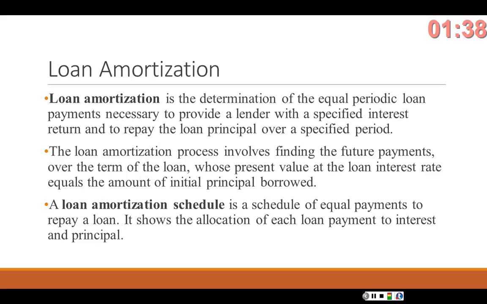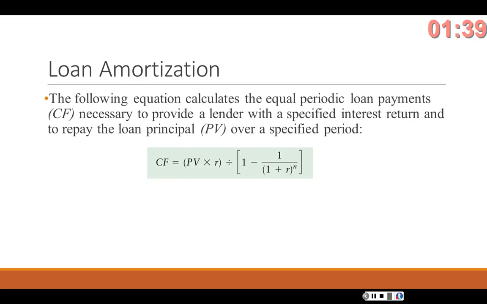So now that we know how to solve for payments, we can do loan amortization. So loan amortization is the determination of the equal periodic loan payments to provide the lender with the specific interest and to repay the loan principal over a specific period of time. And we can develop a loan amortization schedule, which shows where the interest and where the principal is going.